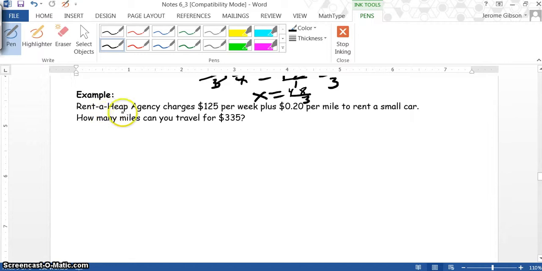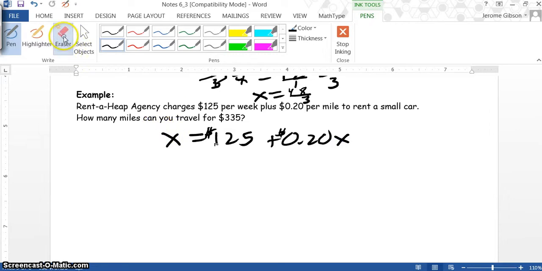Now, example: it says Rent-A-Heap agency charges $125 per week plus 20 cents per mile to rent a small car. How many miles can you travel for $335? So let's take a look at this. They charge a flat rate of $125, plus 20 cents per mile, and we don't know how many miles it is.